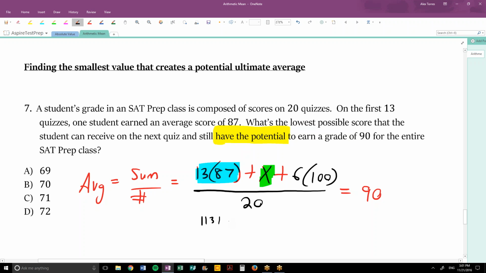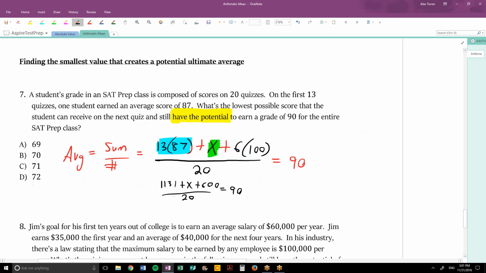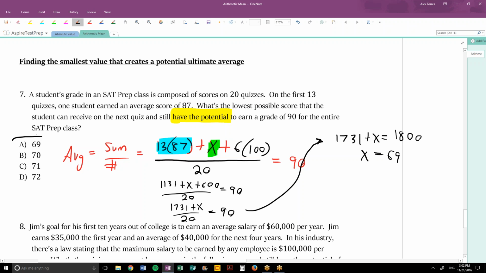And plus x plus 600 all over 20 equals 90. Combining the 1131 and the 600, we get 1,731 plus x all over 20 equals 90. Multiplying both sides by 20, we get 1731 plus x equals 1,800. And taking away 1,731 from both sides, we get x equals 69. And the answer to A is 69.